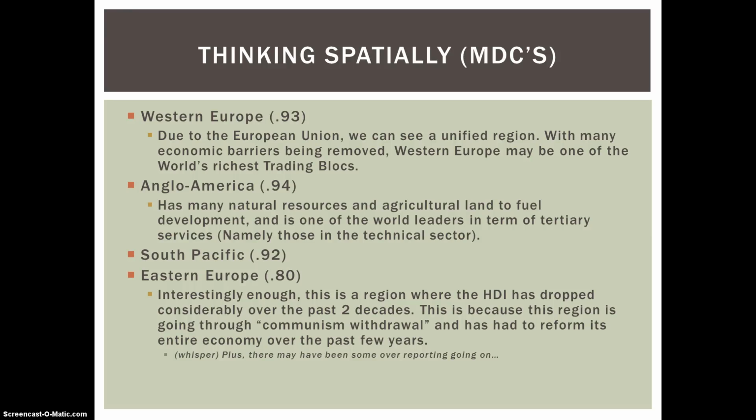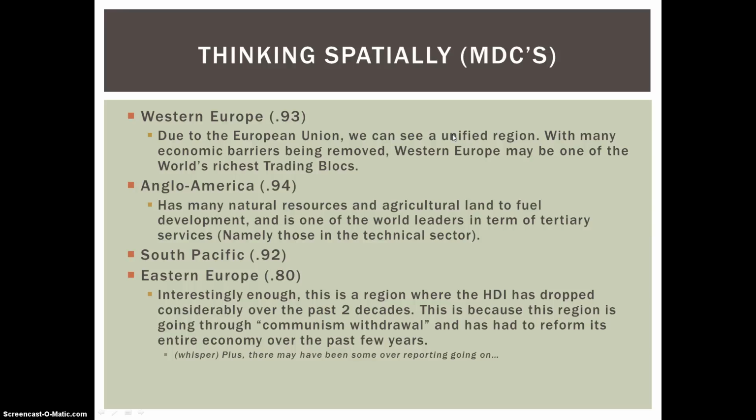Next, we have the South Pacific at 0.92, and they have relatively high HDI, but what makes the South Pacific different is that they're not as central to the global economy because they don't have that many people in them, and they're in a kind of peripheral location of the world. The HDI of the countries in this, namely Australia and New Zealand, can be compared to MDCs because it's quite high.